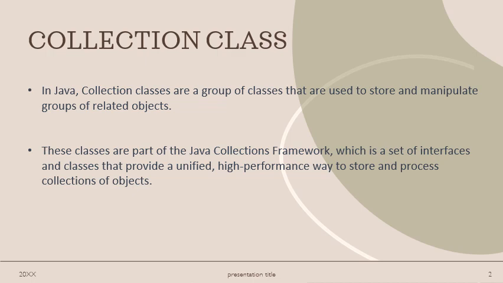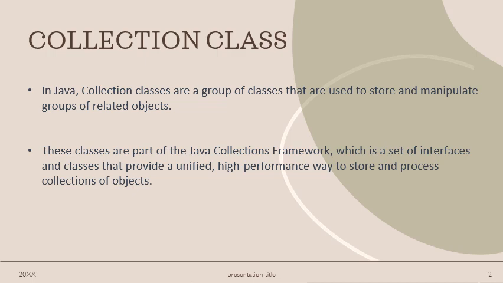Java collection framework means we are going to put all the objects in a single entity, or we can consider that we are going to put all the objects in a single box together and give it a common name. That is what we call the Java collection framework, which is a set of interfaces and classes that provide a unified, high-performance way to store and process collections of objects. Collection class is one of the utility classes in the Java collection framework.